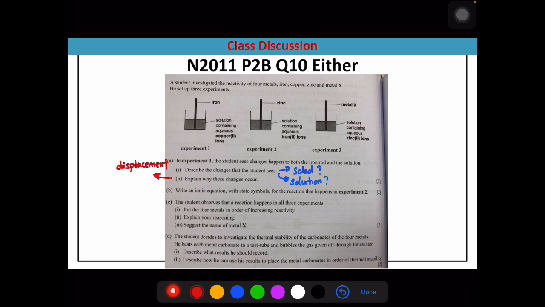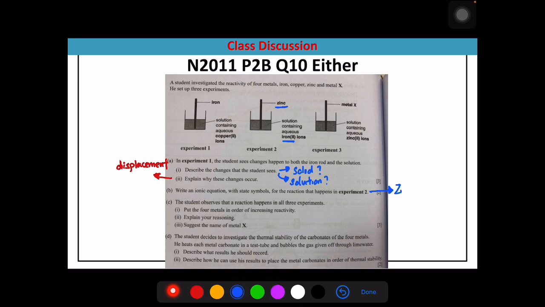Next one, you're supposed to write an ionic equation for the reaction that happens in experiment 2, right? So experiment 2 is a reaction between zinc metal as well as iron 2 ions. Now, for those of you who still remember what was mentioned in class, you know that when you're constructing an ionic equation, there's a way to do it a bit faster. That is to focus on the displacement elements. Over here, we know that there's zinc, we know that there's iron 2, and these two are actually reacting with one another. So what will the equation look like?